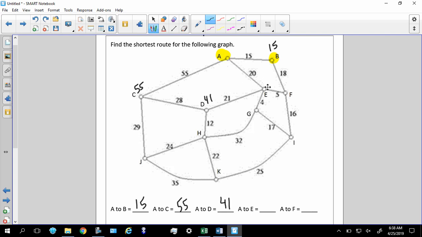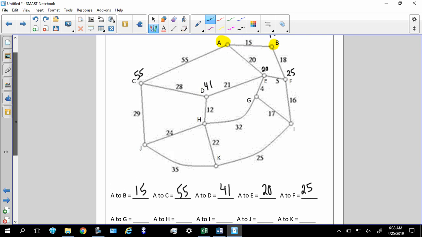All right, A to E. I think the quickest way is just to go straight to 80. That's 20 miles. All right, A to F. Where's F? Oh, there it is. I can go to B to F, but that'd be a grand total of like 33. So this is going to be 25 miles. All right, A to F is 25.